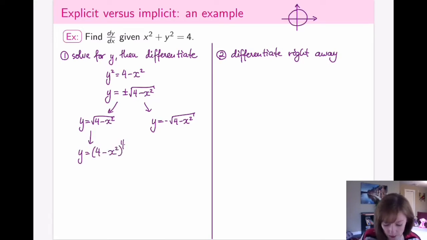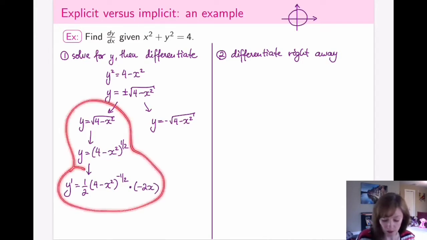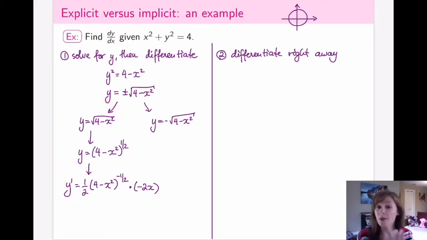But let me rewrite this as a power so I can clearly see what derivative rules to apply. So square root is a power of 1/2. If I were to now take a derivative of this guy, the outside function is the power. So 1/2 comes down, 4 minus x squared, I subtract 1 from the power, I get negative 1/2, times the derivative of the inside. So this is where the chain rule comes into play. And the derivative of the inside here is minus 2x. Great.